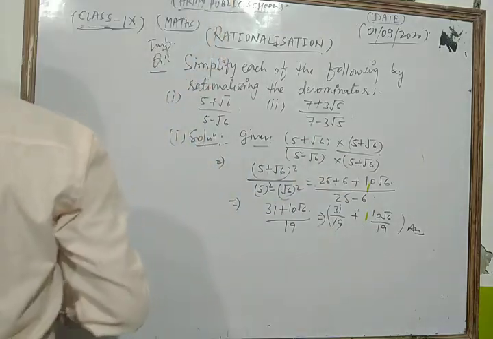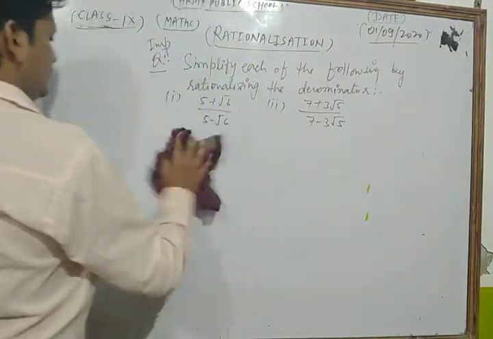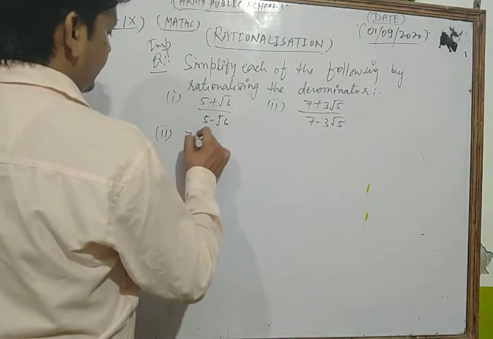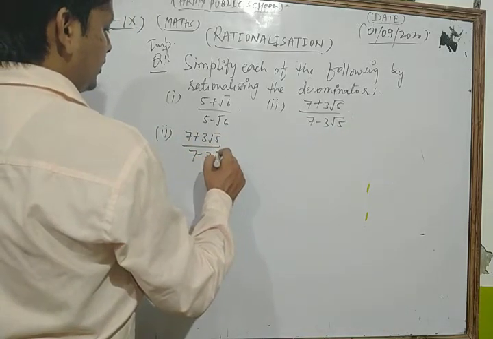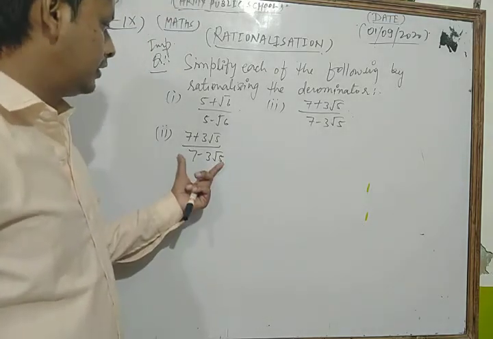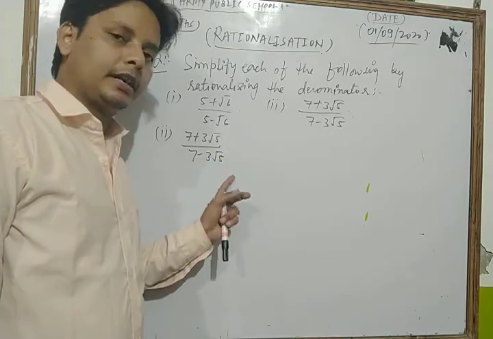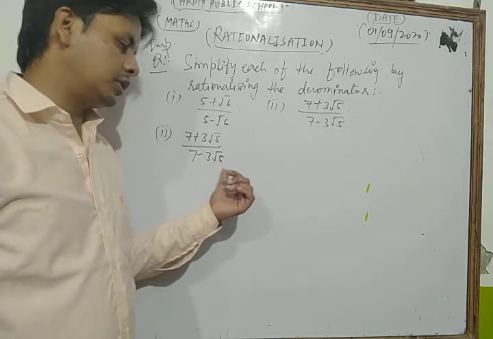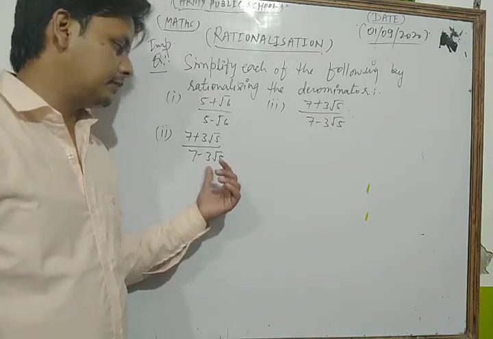Let's see. The second part is 7 plus 3 root 5 upon 7 minus 3 root 5. Look, here the same process applies. We must multiply both the numerator and denominator by the conjugate of its denominator. Here the denominator is 7 minus 3 root 5. So we must multiply in both the numerator and denominator by 7 plus 3 root 5.